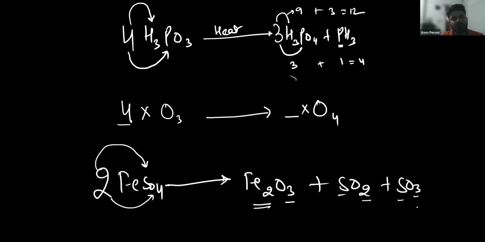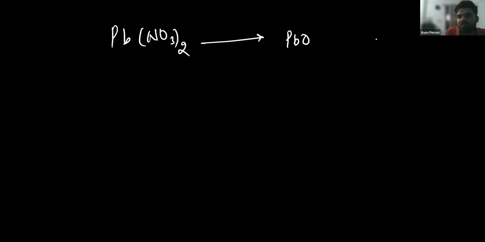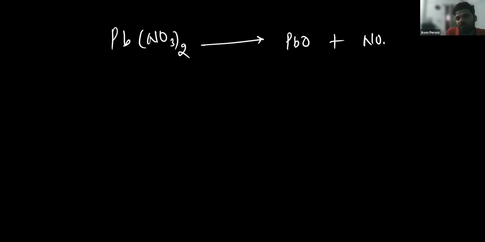Got it? Yes, sir. Everybody in the class understood? Yes, sir. Okay. Now try to balance this one. Pb(NO3)2 gives you PbO plus NO2 plus O2.